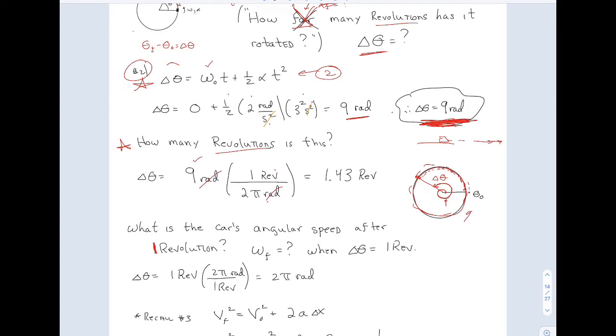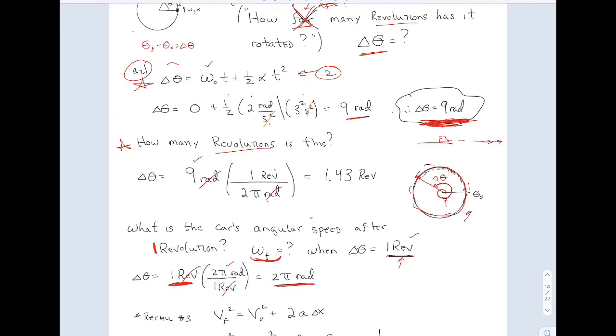That's 1 revolution. That's the same as asking how fast the car is going at a certain place. So I want the final angular speed after it's gone around once. The angular displacement is 1 revolution, but that's not in the correct units. It really has to be in units of radians. So 1 revolution is 2 pi radians. The revolutions cancel, so once around is 2 pi radians.